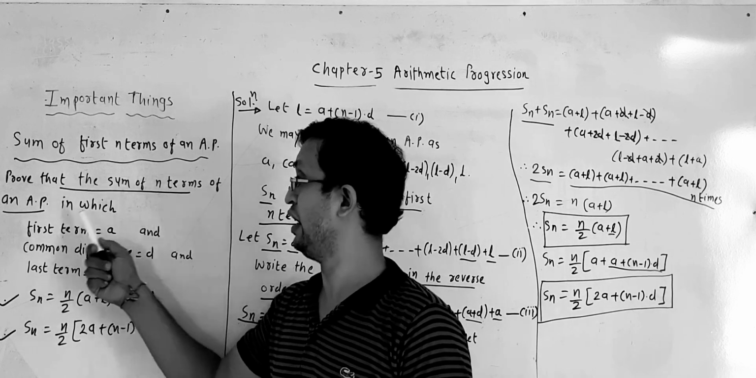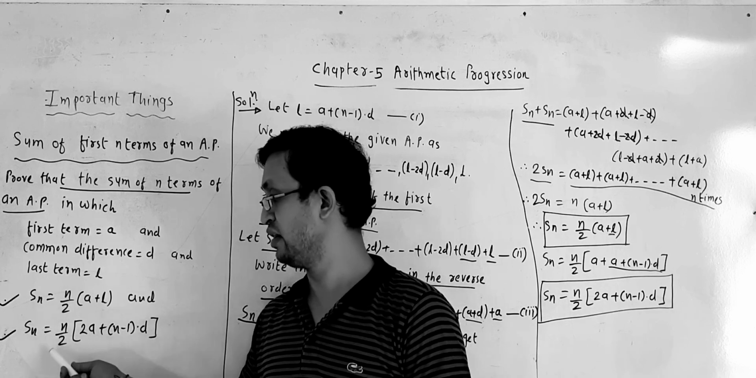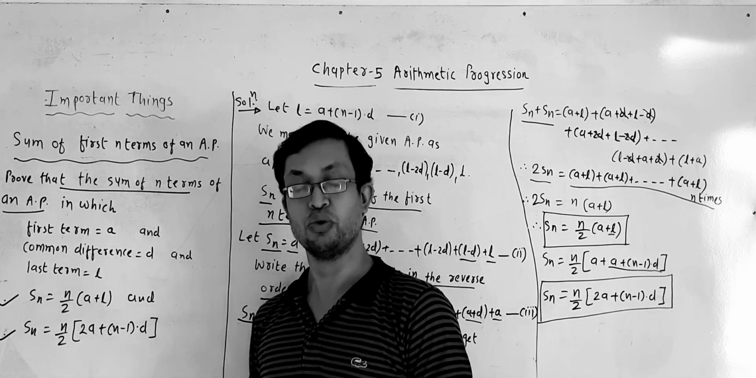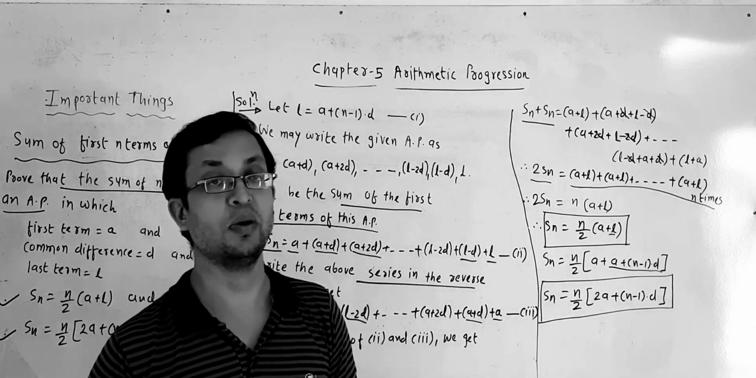Then you prove this formula. Prove that the sum of the n terms of the AP, Sn is equal to n by 2 (a plus l), and another equation Sn is equal to n by 2 (2a plus (n minus 1) into d). Having proved the formula, apply it in examples.